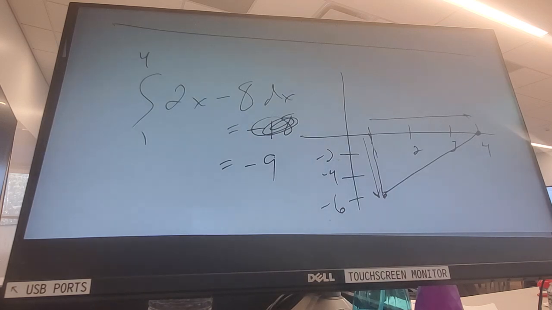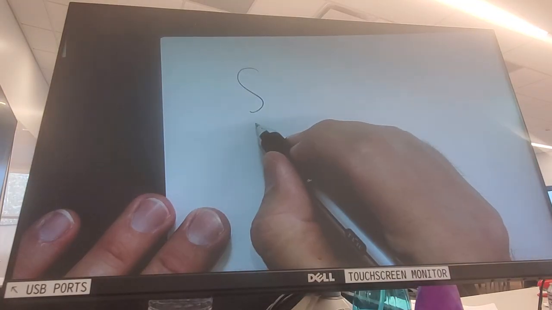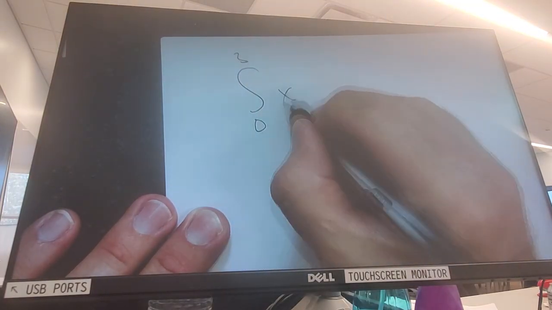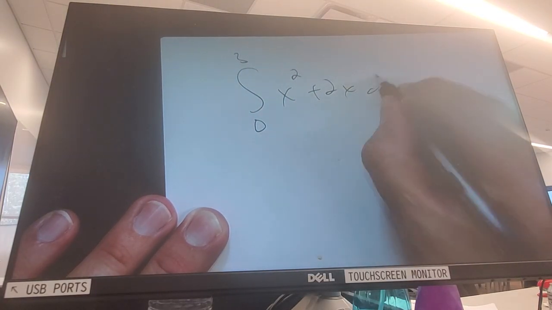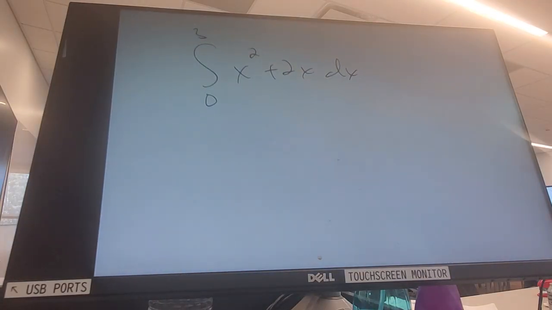So a problem we can't currently do would be this one. This is a very simple problem that we cannot currently get the exact answer for. Because if I graph it, I'm going to get curvy dude, and I don't have curvy dude geometry formulas, right? If you took curvy dude geometry, I want to know.